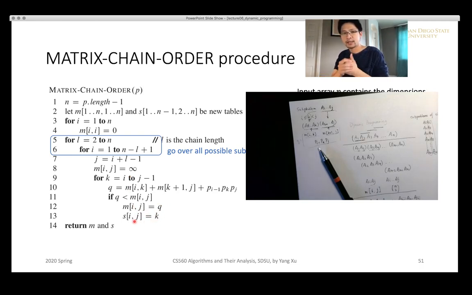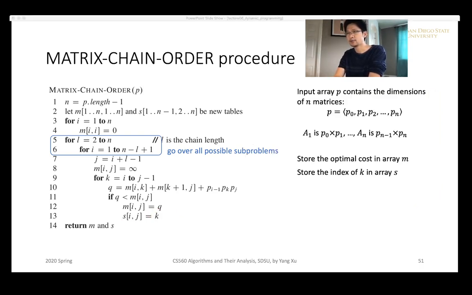Okay, so in the next K, if the Q is smaller than the previous Q, we will overwrite the values in Mij and Sij. So this mechanism basically makes sure that we find the K that gives us the smallest Q, right? So the smallest Q finally will be the optimal solution to the subproblem from I to J, and the K is stored in Sij. Okay, so this is basically how the bottom-up algorithm works.